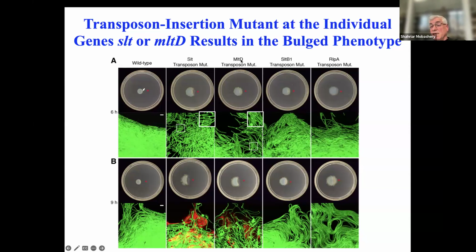SLT, MLTD, and MLTG have this ability. So in other words, the activity of any one of them is sufficient for fixing the damage. If we were to inhibit the function of any one of those three, the organism is in jeopardy of dying.